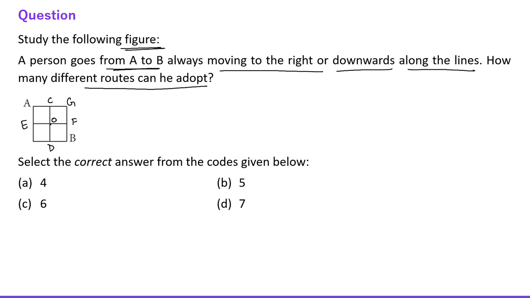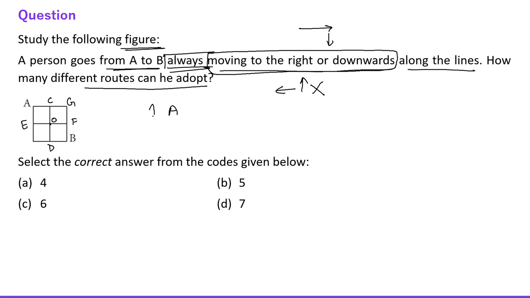So the condition is what? Moving to the right or downwards. Always moving to the right and downwards. So we cannot go to the left and we cannot go upward. So these two movements are not possible. Always right and downward. Only this is possible. Okay, fine. So the first route is what? A, G, B, route number one. A, G, B. Right? Route number one.